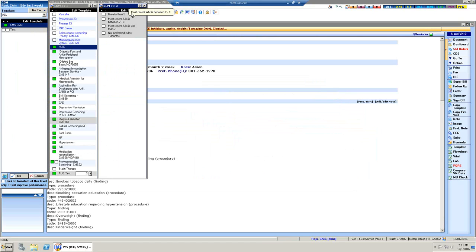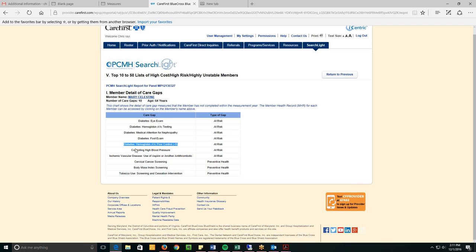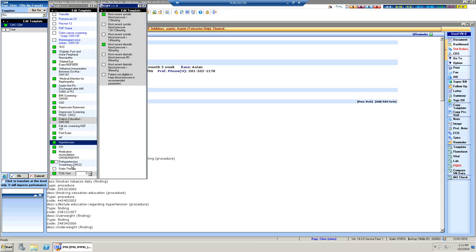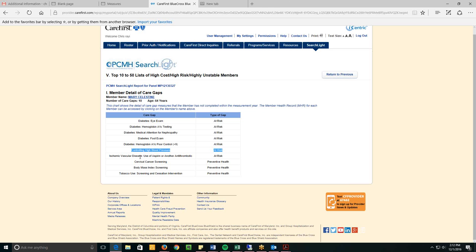So for example, here A1C greater than 9, between 7 to 9, less than 7, or not performed. This is how they will know. If we pick 7 to 9, they will know that. And that's how this gap will be closed. Controlling high blood pressure, same thing. They will know this if they go under CQM, and I think there is hypertension, where it says less than 130 and less than 80, right? This is how they will know. So make sure we do that.